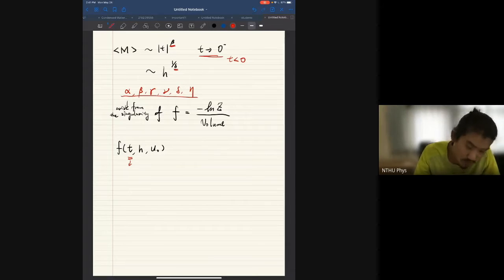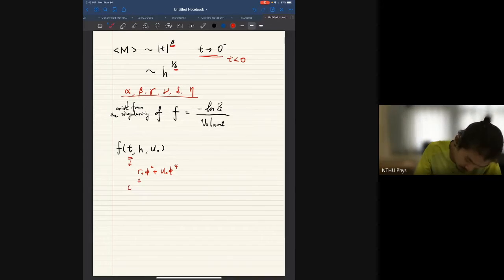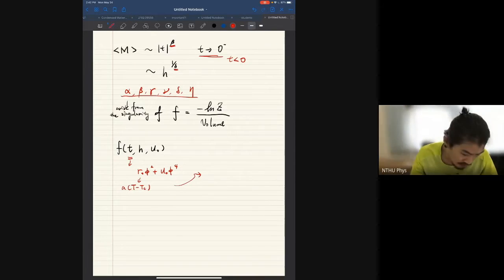If you remember the phi-four theory, which describes the phase transition, you learned from statistical mechanics that basically you replace this by T minus T_c. So this is just a reminder.